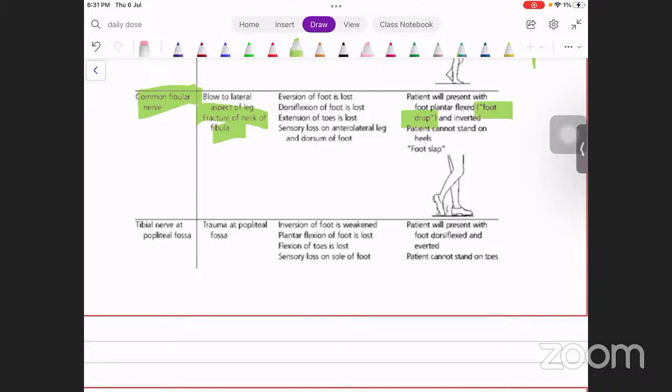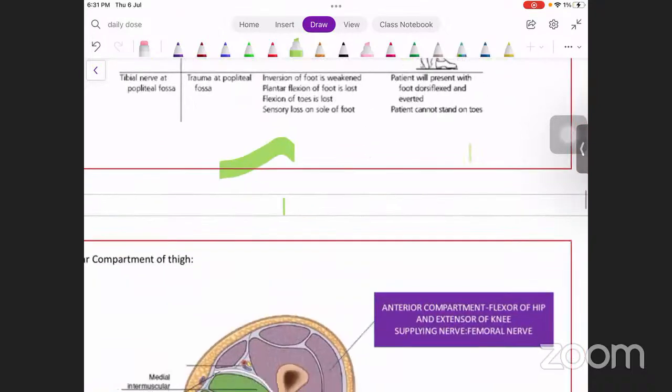Okay, and then you have the tibial nerve, which is at the popliteal fossa. So tibial nerve injury at the popliteal fossa, where you may see the inversion of foot is weakened and the plantar flexion is lost. So tibial nerve, plantar flexion is lost completely. Okay, you have to remember that. And the patient cannot stand on the toes with the tibial nerve injury. Okay, with this we completed the nerves.